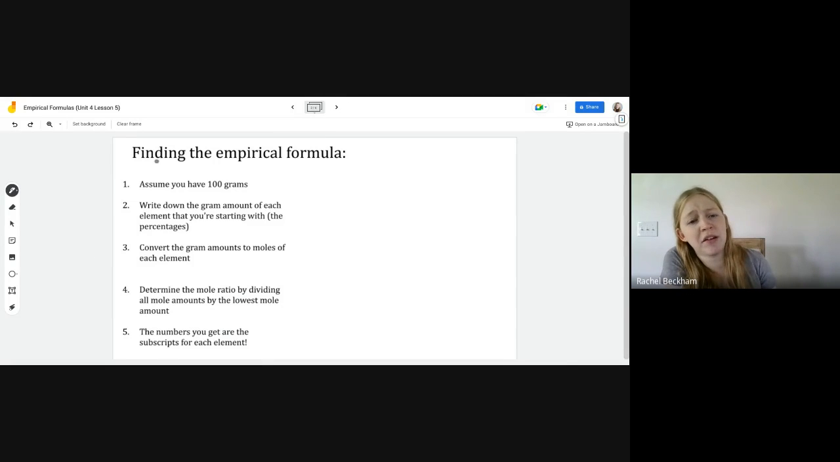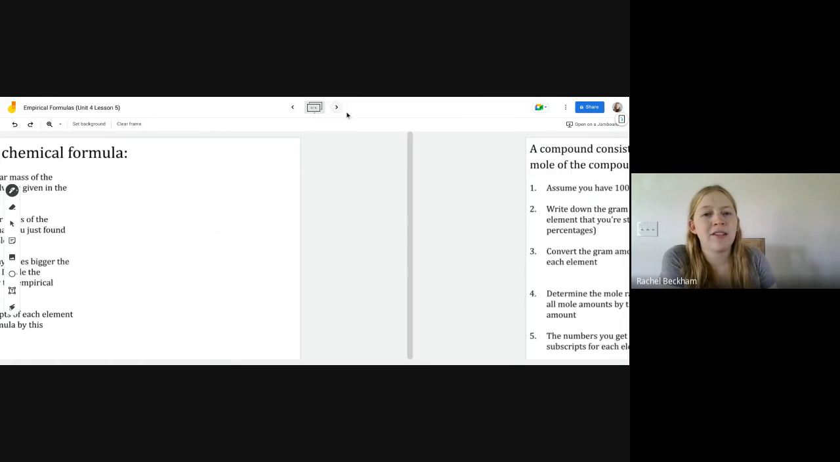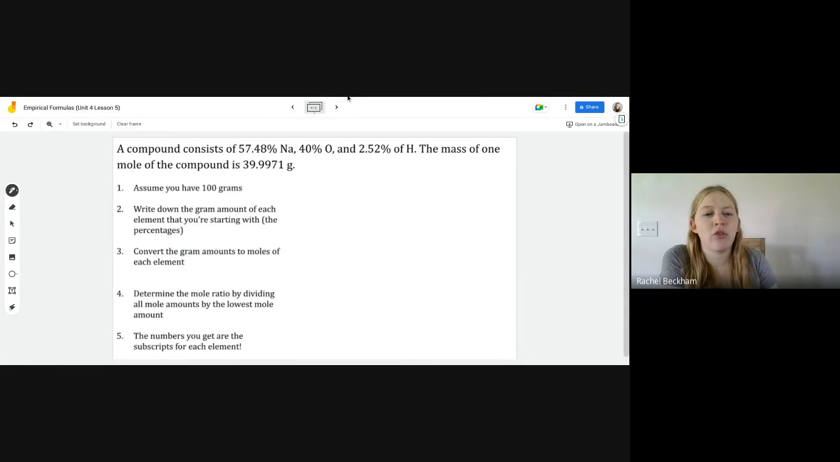Here are the steps, but rather than reading them all out, I'm just going to practice with you on it. So this is how you find the empirical formula, and this is how you find the chemical formula. It's actually not that bad. So we're just going to go through it together. Let's look at this problem, which I think is the first problem on your lesson. So find this problem in your lesson, and we'll do it together.